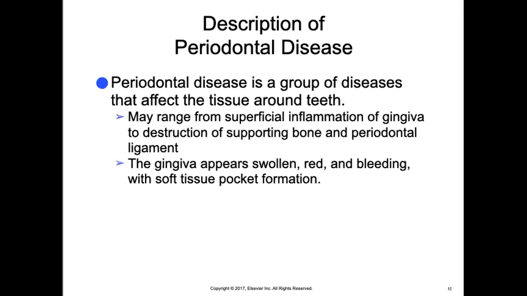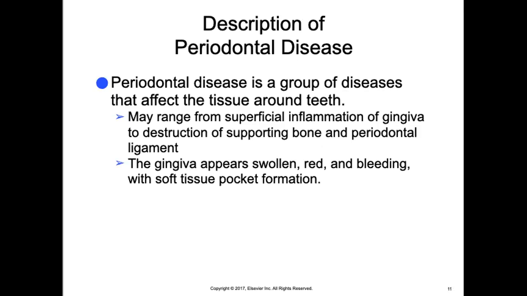So periodontal disease is a group of diseases that affect the tissue around the tooth. This may range from a superficial inflammation of the gingiva or gums to destruction of the supporting bone and periodontal ligament. The gingiva will appear swollen, red, and even bleeding with soft tissue pocket formation.